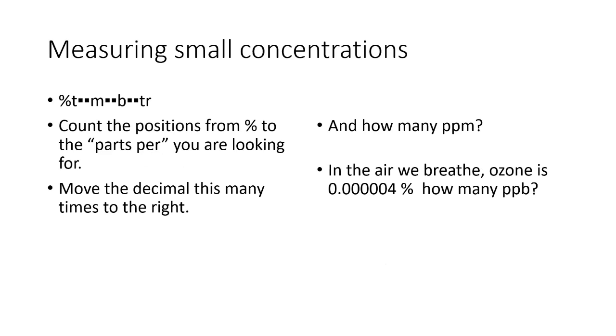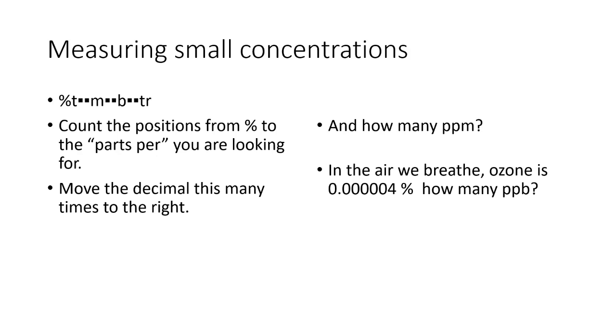So at the top left here, I have several symbols in a row. We've got our percent, and then a T for thousand, and then just two dots to mark place values, and then M for million, two dots, B for billion, two dots, and then TR for trillion. We won't go into the trillions. That's just where it's at. So if I want to go from a percent to parts per, I'm going to count how many places I move over in order to get it. It's just one place to go from a percent to parts per thousand. If that's what I'm doing, then I'm going to move my decimal point that far.